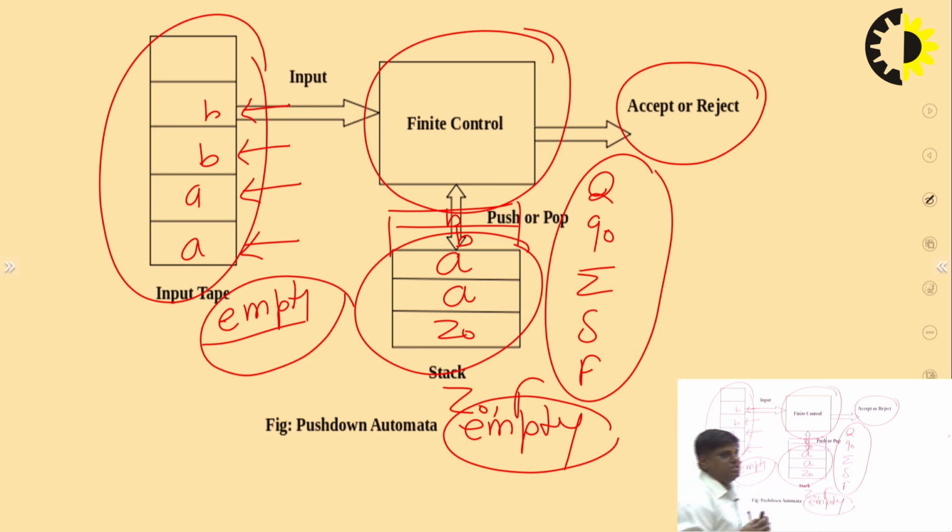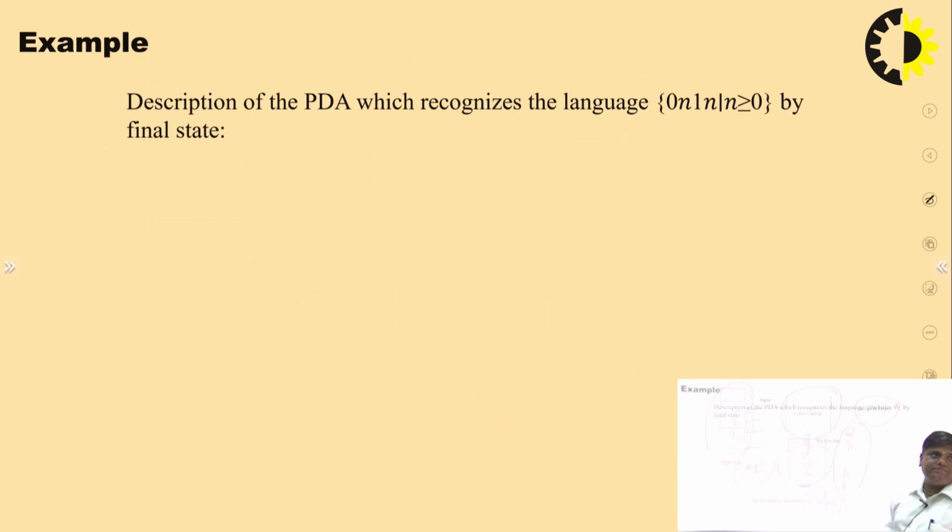These are the basic concepts. In the PDA, simply the finite control reads the input from the input string and inserts it into the stack, and another operation reads the input and pops the element from the stack. There are two operations performed by the pushdown automata: the first one is the push operation and the second one is the pop operation, because a stack operates with these two operations, push and pop.